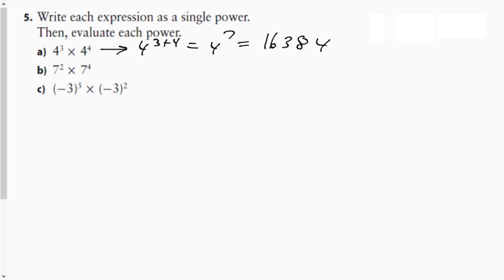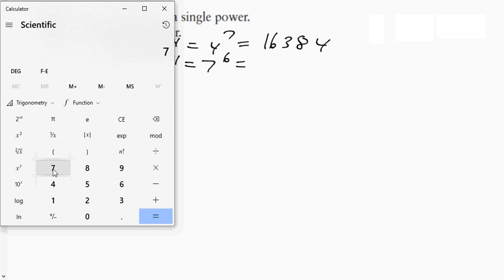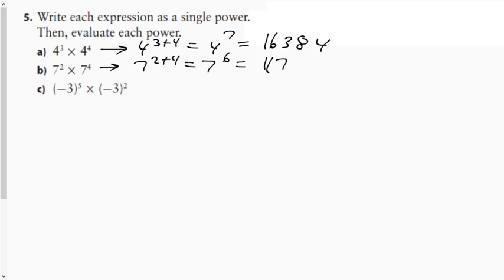Your second question, again, multiplying two powers that have the same base. Keep the base and add your exponents. 7 to the power of 6, which is 7 times 7 times 7 times 7 times 7 times 7. 7 to the exponent of 6 is 117,649.